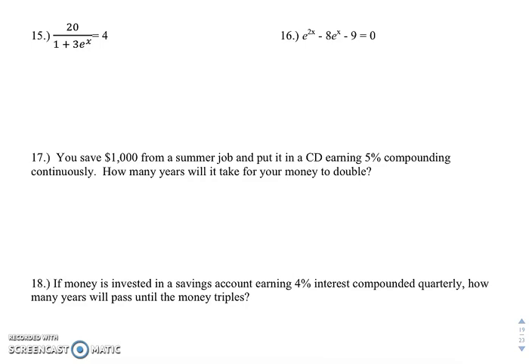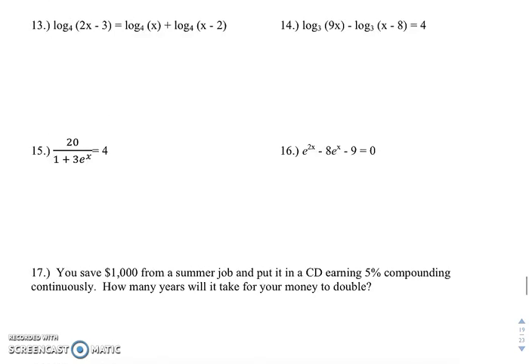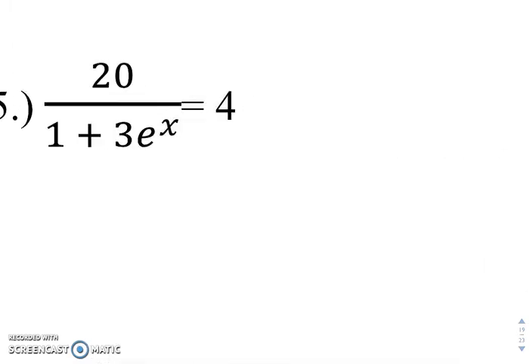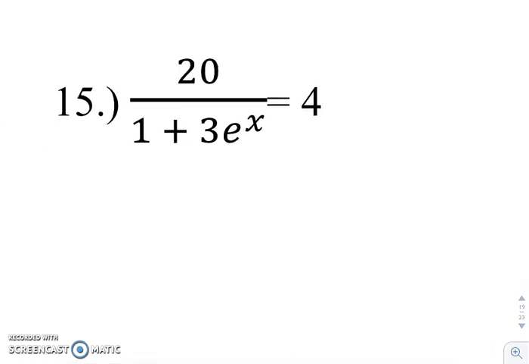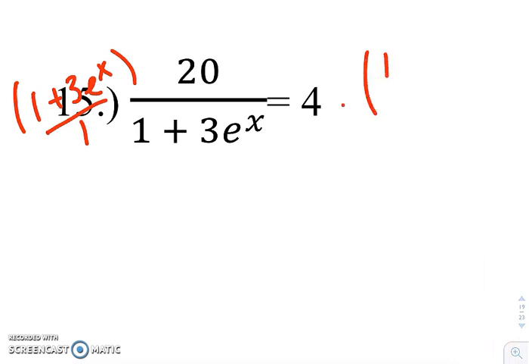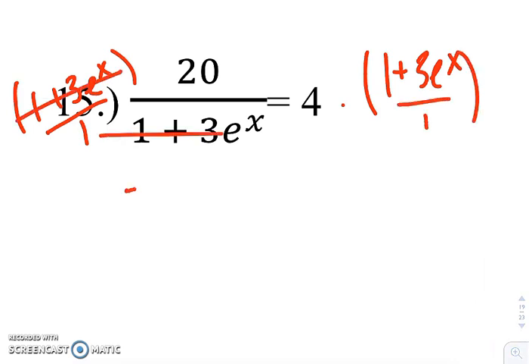So for number 15, it starts us right off with a fraction, nothing being added or subtracted to the fraction, just the fraction itself. So what we're going to do is multiply both sides by the denominator. So I'm going to multiply this side by 1 plus 3e to the x, technically over 1, and this side by 1 plus 3e to the x over 1. Because what happens is then these two will cancel and leave us with just 20.